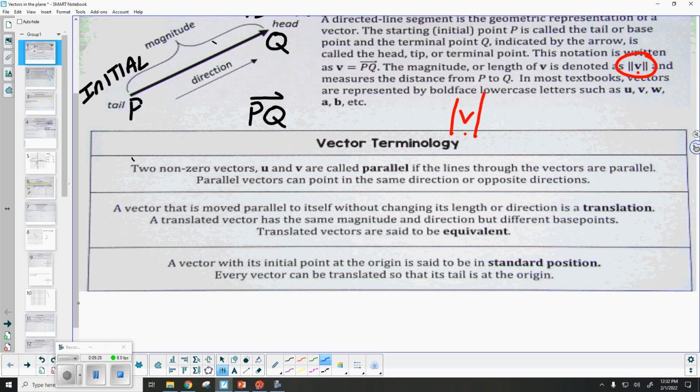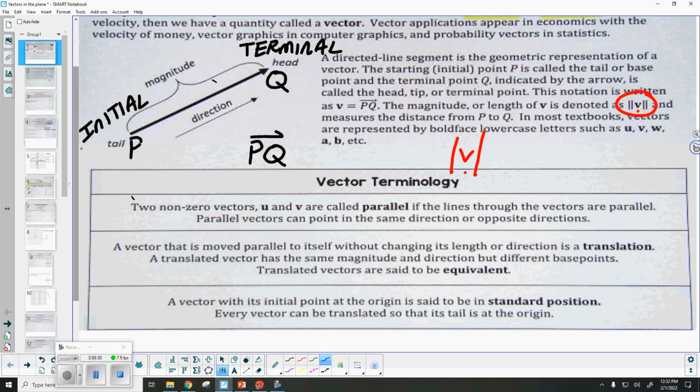So imagine this vector up here, if I actually could interact with it, if I could just take it and kind of slide it across my grid here, you'll notice the direction remains the same, the magnitude remains the same, it's just in a different location. That's what we refer to as a translation. The two vectors would still be equivalent to each other.